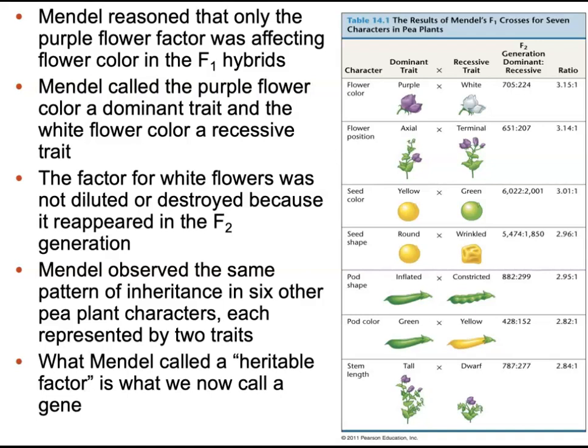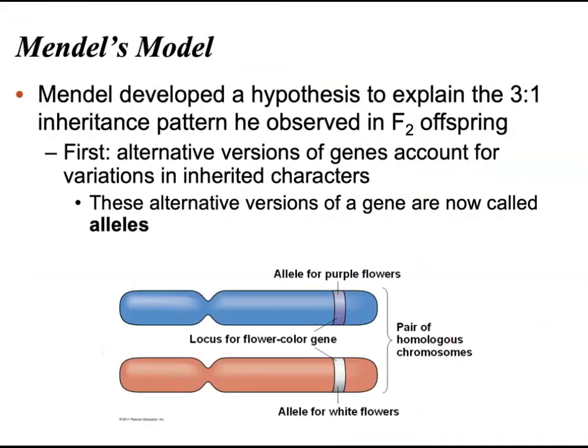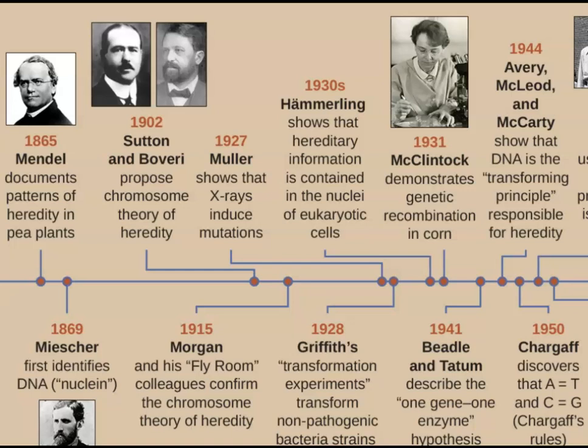What Mendel called a heritable factor is now what we call a gene. We know from the last chapter that genes are the units of heredity made up of segments of DNA. However, keep in mind that Gregor Mendel was born in 1822 and conducted his pea plant experiments in the 1850s and 1860s. DNA's role in genetic inheritance wasn't discovered until 1943, nearly a century later.